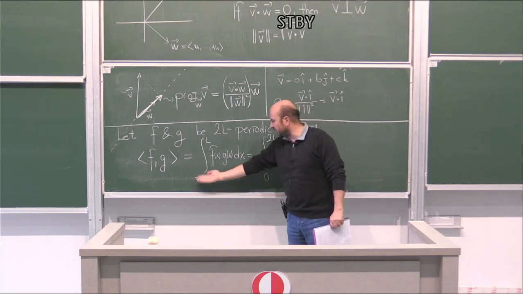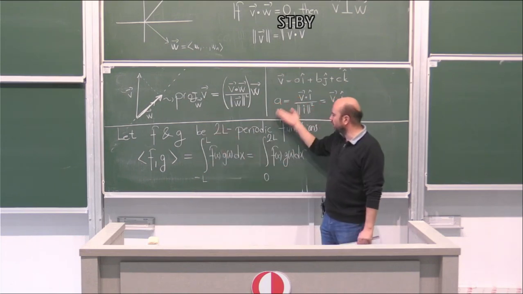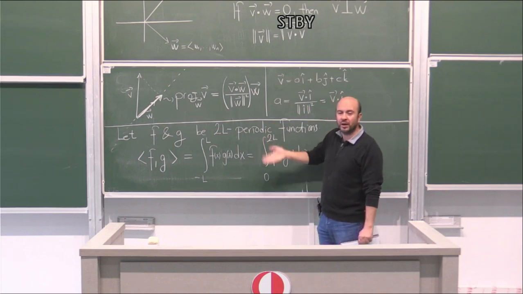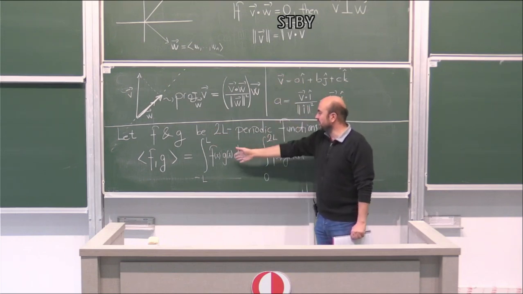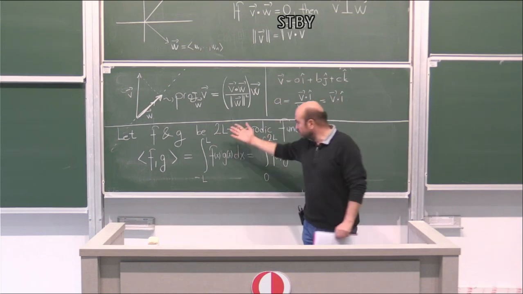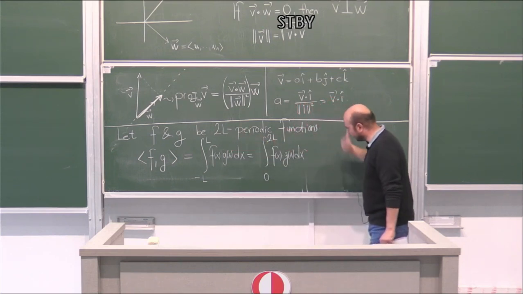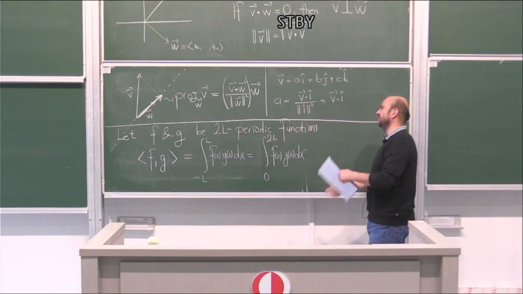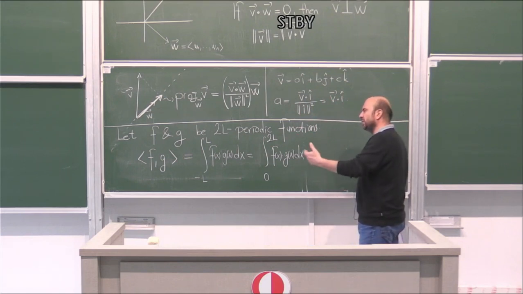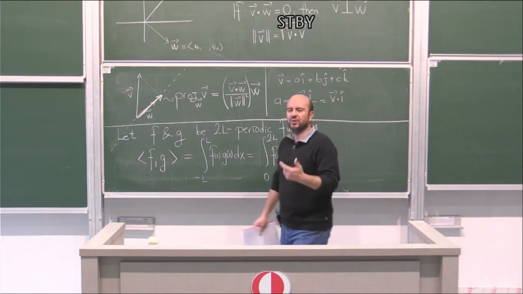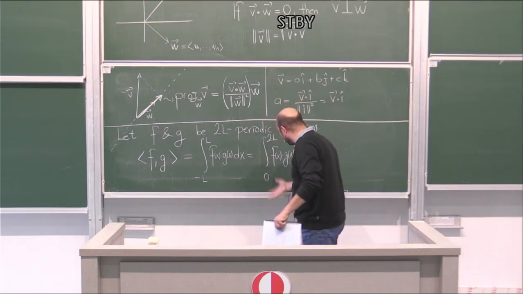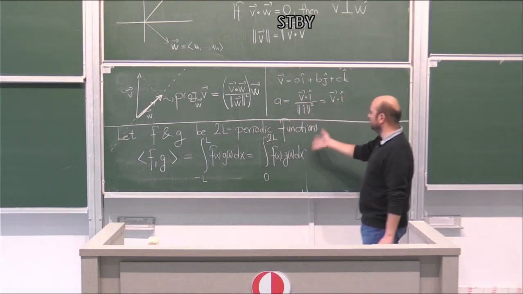Either you integrate from minus L to L, or from 0 to 2L, or from 2L to 4L, or L to 3L, whatever you take. So this integral won't change. Talking about 2L periodic functions, since I'm doing integral, you can think these are integrable functions, and most of the time we are going to work with piecewise continuous functions, which are integrable over these domains. So I'm defining such a thing.